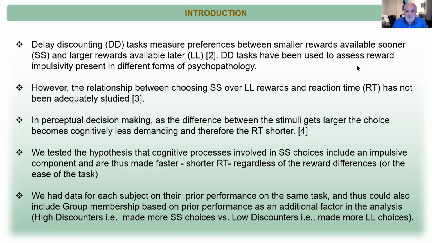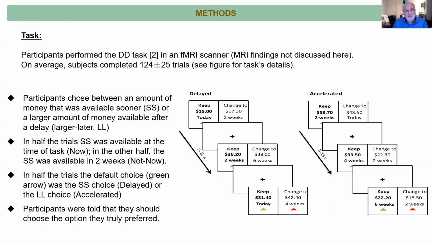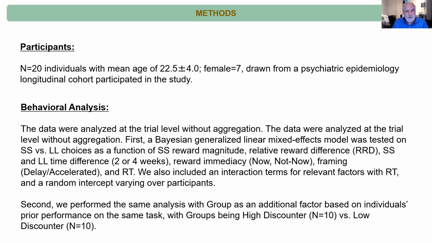We also had the advantage that our sample had taken this test at a previous time, and so we could group them into high and low discounters even before they took the current version of the test. This indicates how the delay discounting task was organized. I think we're mostly familiar with that. We had 20 individuals, and our behavioral analysis was done at the trial level without aggregation.